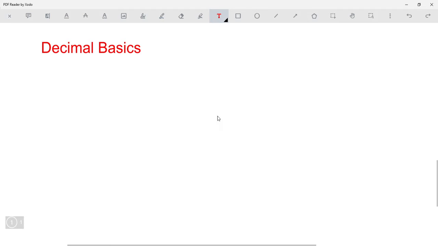Today we are going to go over decimal basics. Basically, what decimals are, how they work, and just a general overview of them. So basically, decimals are another way, along with fractions, of representing numbers that are between whole numbers.